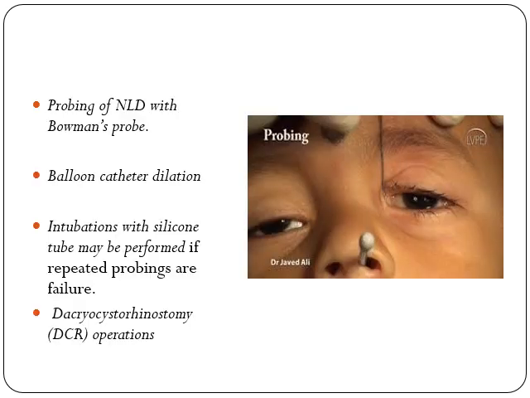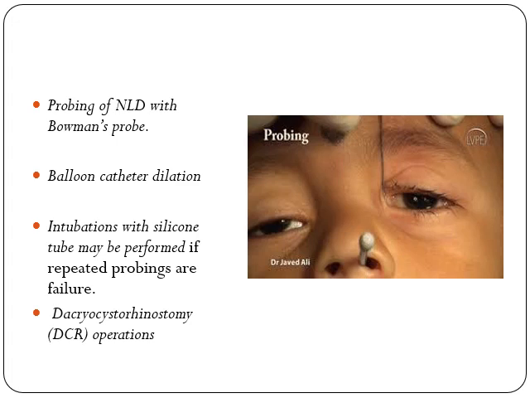Next is probing of the nasolacrimal duct with Bowman's probe. This is performed if the condition is not cured by the age of 6 months. Some surgeons prefer to wait till 9 to 12 months also. It is performed under general anesthesia, and care must be taken not to injure the canaliculus. Single probing will often relieve the obstruction. In case of failure, it is repeated after an interval of 3 to 4 weeks.